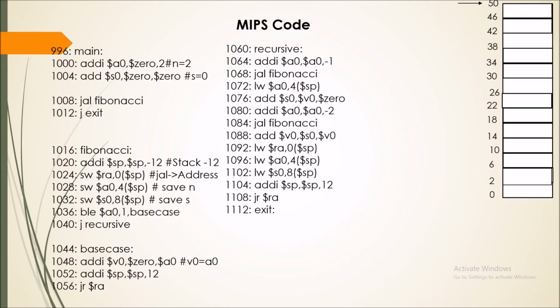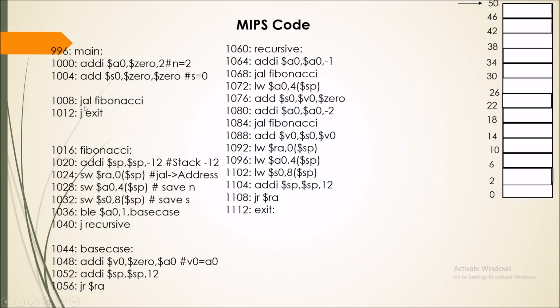Now let us talk about the MIPS code of the Fibonacci series. We have the main here. We will start with the main. In the main we have add immediate the A0 register initialized as 2. We are considering the A0 register as the nth number of the Fibonacci series. So the nth number is initialized in the A0 register. Now we have taken S0 as a flag. We will need this later, and we are initializing it as 0.